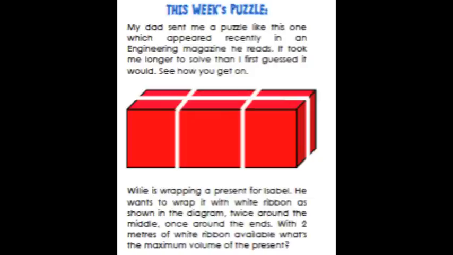Right. Wally is wrapping a present for Isabel. He wants to wrap it with white ribbon as shown in the diagram. Twice around the middle, once around the ends. With 2 meters of white ribbon available, what's the maximum volume of the present?